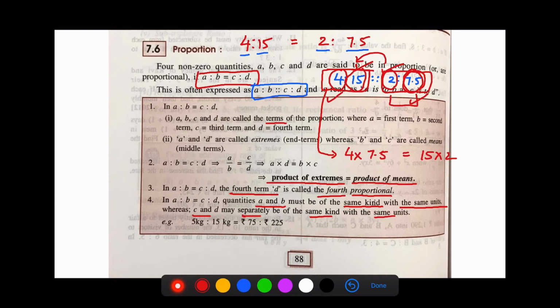This example is given like 5 kg is to 15 kg. This ratio can be equal to another ratio of 75 rupees is to 225 rupees. Okay.